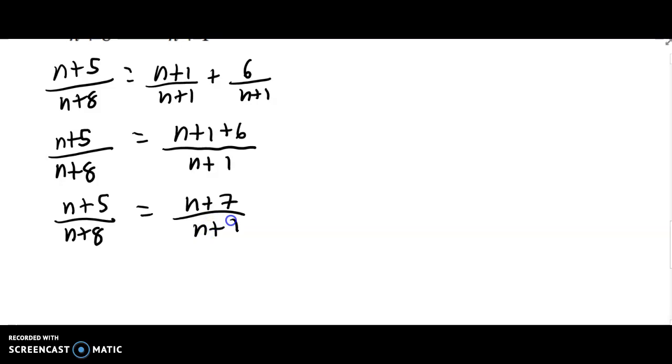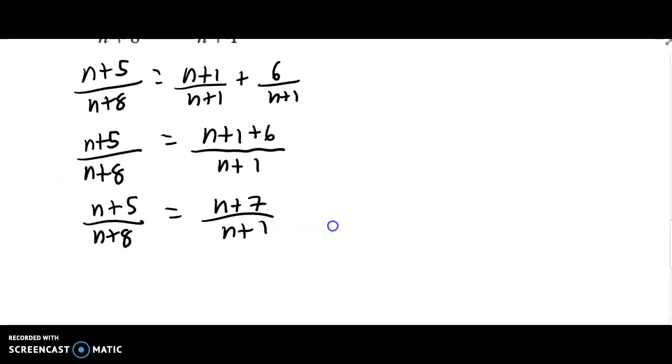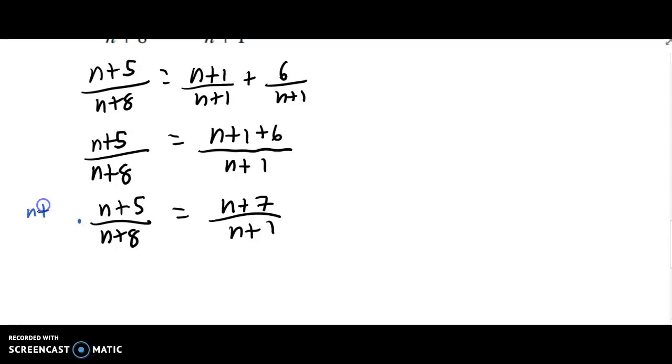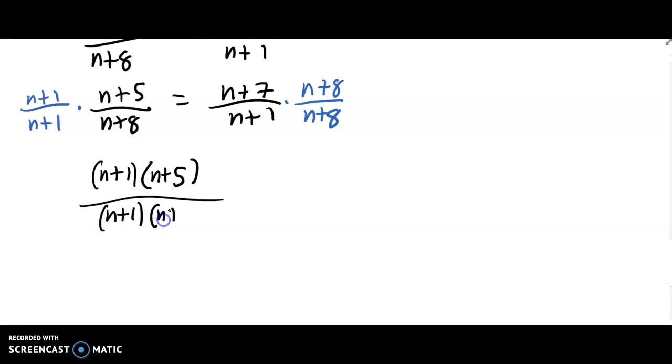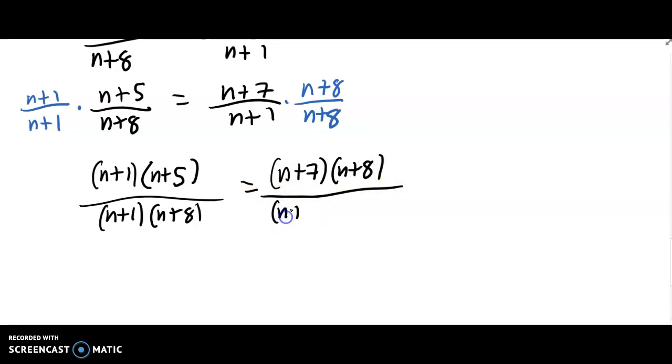Okay, they both need a term they don't have. This first fraction needs n plus 1, and the second one needs n plus 8. All right, so then I have n plus 1, n plus 5, n plus 1, n plus 8. Resist the urge to cancel here, because if we canceled those n plus 1s, we would just end up back where we started. Over here, I have n plus 7, n plus 8, over n plus 1, n plus 8.